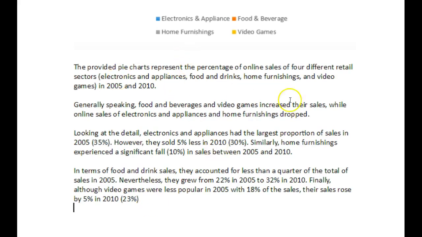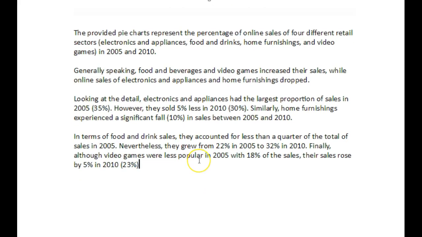So we don't need to repeat the fact that they're online shops. We can just refer to the sectors, the groups themselves. Electronics and appliances had the largest proportion of sales. In terms of food and drink sales, this would be much easier to read. And also, don't try to vary your language when referring to groups in the graph. And bear in mind the difference between a percentage decrease and a difference in percentage.